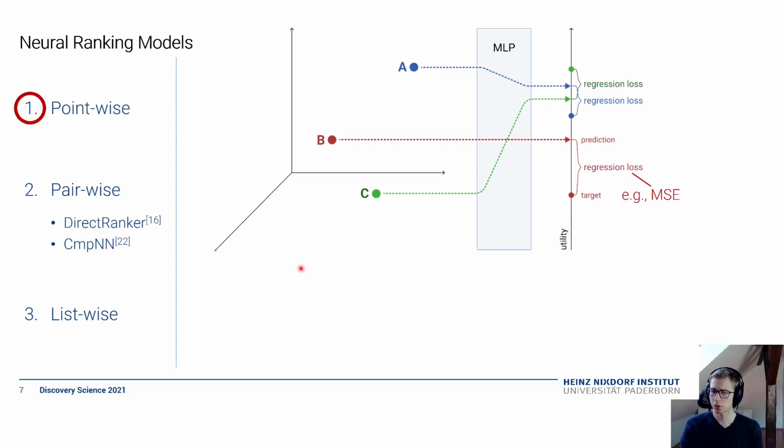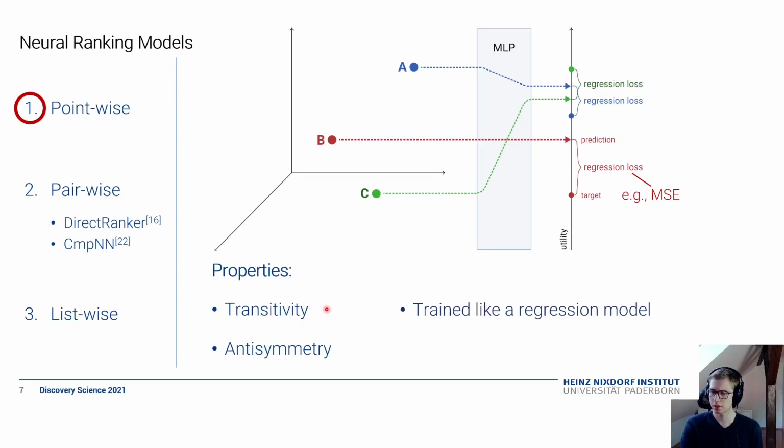This type of ranking model has two main properties. First, it is always transitive, so if it predicts that A is preferred over B and B is preferred over C, it will necessarily also always predict that A is preferred over C. Secondly, antisymmetry, which just means that if the model predicts that A is preferred over B, it will not at the same time also predict that B is preferred over A. Both of these properties are of course directly inherited from the ordering relation on the real number line.